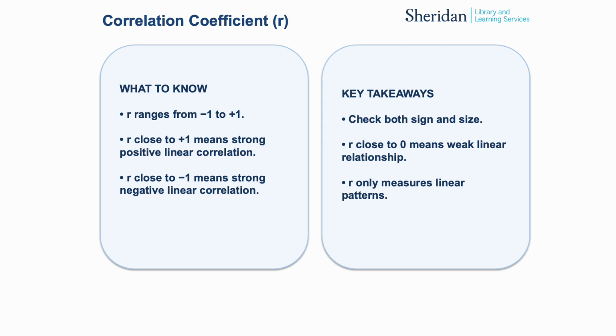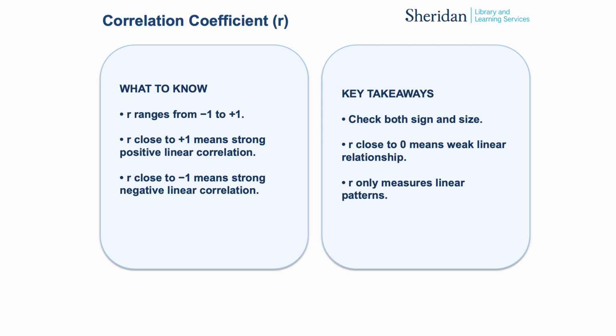The sign of R tells us the direction of the relationship. If R is positive, then two variables tend to move in the same direction. As one variable increases, the other generally increases as well. For example, study hours and exam scores usually have a positive correlation. Advertising expenditure and sales revenue are another common example.